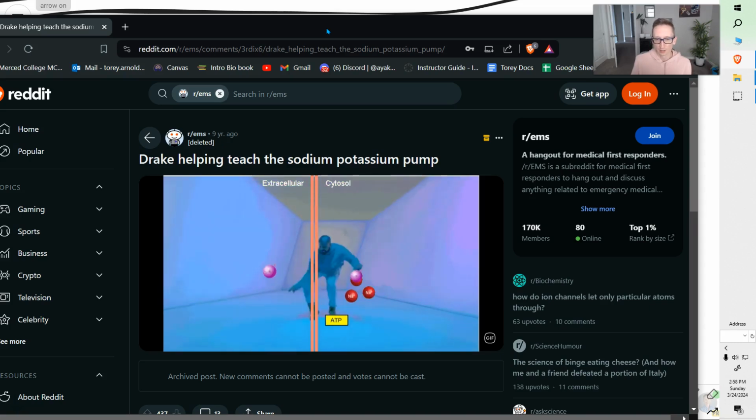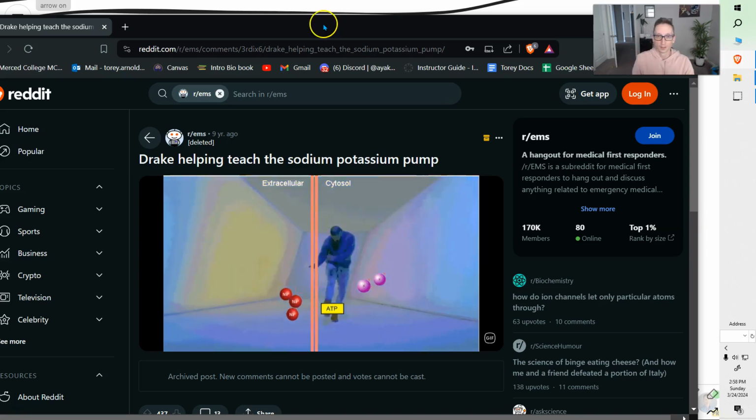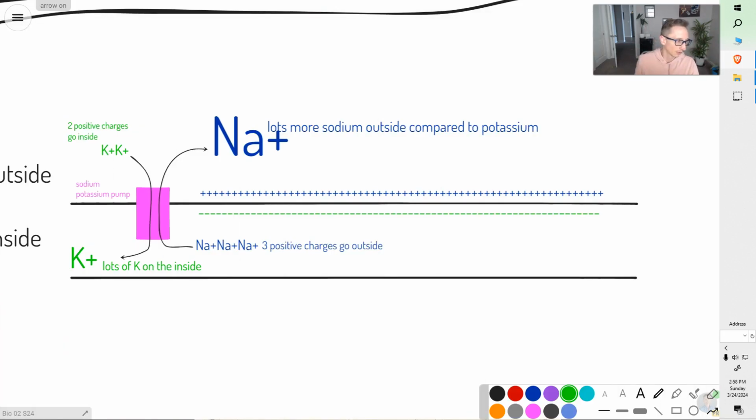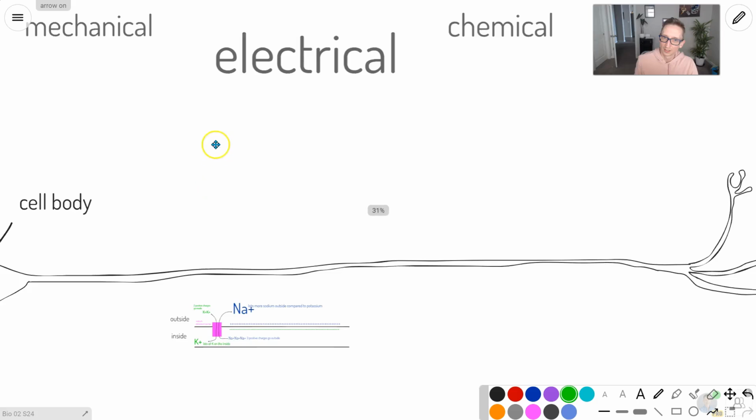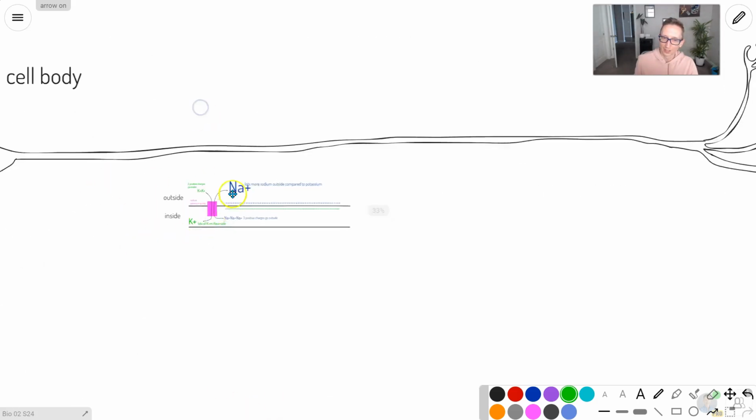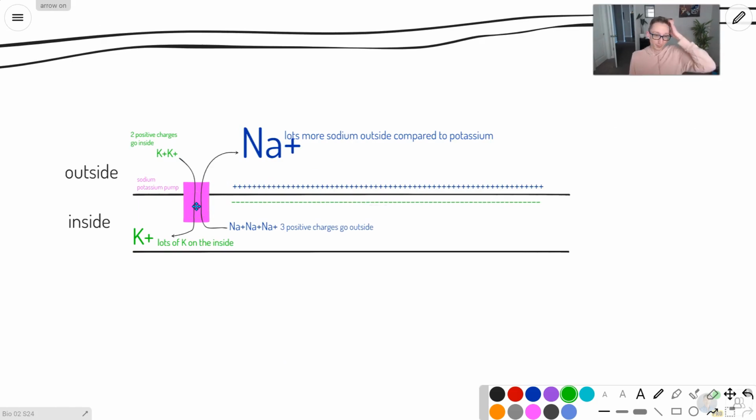The point being here is that it's a mechanical pump. Just like ATP synthase spun, this thing goes like this. So you can't send signals down a neuron without this first set up. And this is a mechanical process. It's called your sodium-potassium pump. And I don't know if you remember this, but this is in all of your cells. Helps keep the inside different from the outside, which is one of the definitions of being alive.